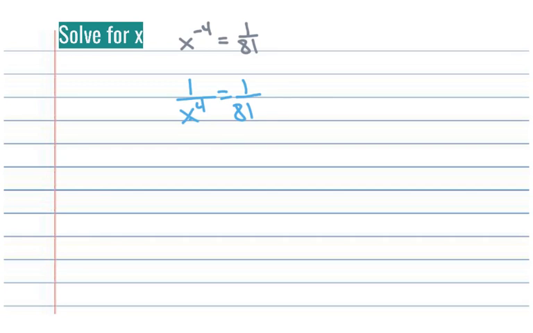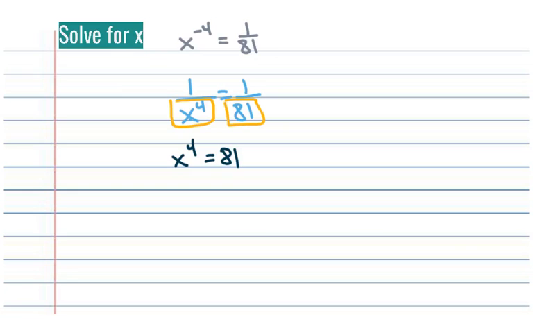So now when it comes to solving my problem for x, my numerators are already both 1, so I can skip over that part and just look at my denominator. On my denominator, I have x to the 4th equals 81. That's the only piece that I really need to focus on, making sure that this equals this. So ultimately, I have x to the 4th equals 81.